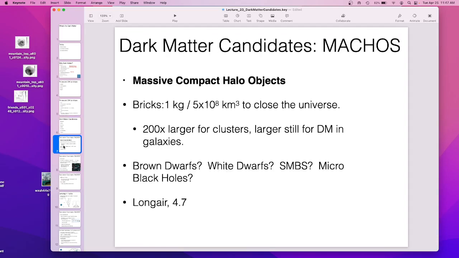But they're massive compact halo objects. So 1 kilogram per 100 million cubic kilometers.